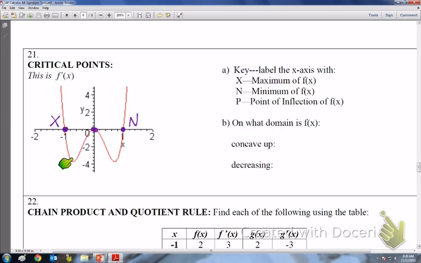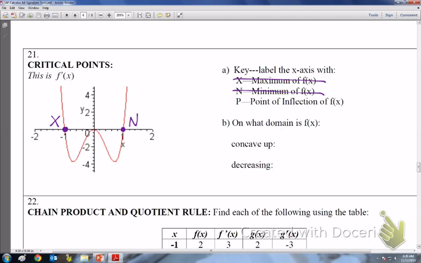Notice that it's negative on the left-hand side, and it's negative on the right-hand side. That means my original function was decreasing and decreasing. So it didn't actually change from increasing to decreasing or vice versa. So this is not a maximum or a minimum. It's just a flat part of the original function. All right, so keep that in mind. So I actually don't need to put anything there for that one. All right, so I finished this one and I finished this one.